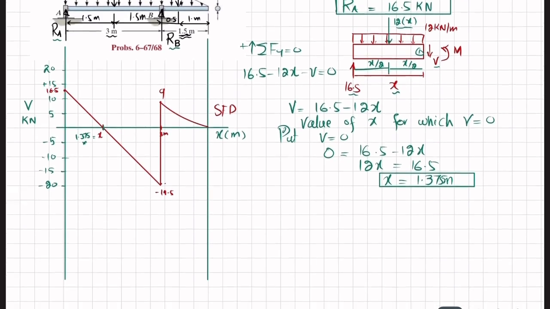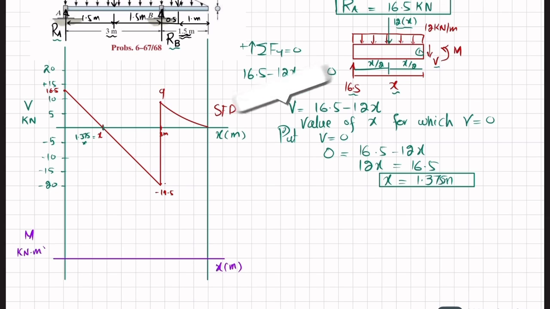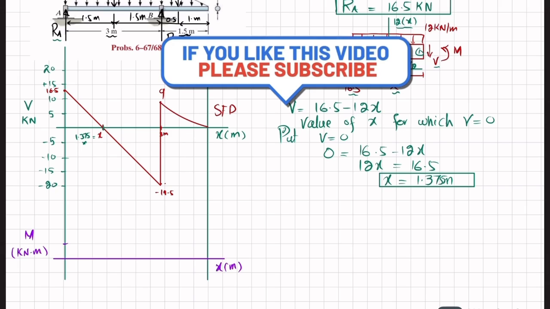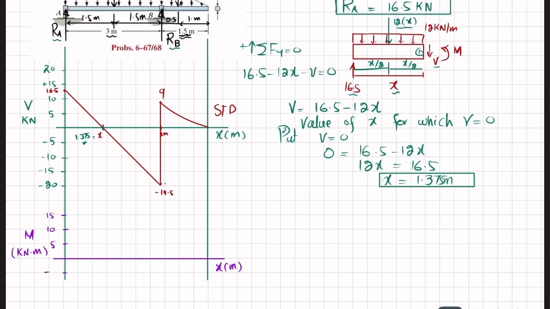Now we will draw the bending moment diagram. For that I have to draw a vertical line from the end of this beam, and a horizontal line that will show x in meter, and on the y-axis we have moment, that will be kilonewton meter. Let each division be 5, so 5, 10, 15, similarly minus 5, minus 10.